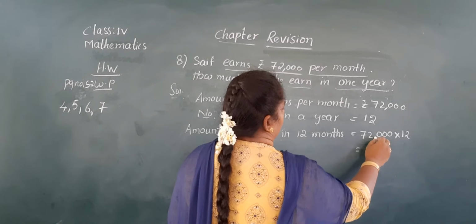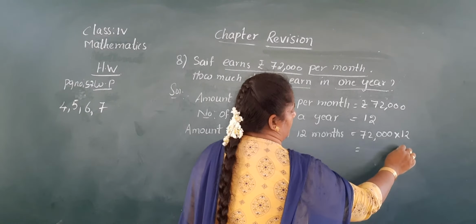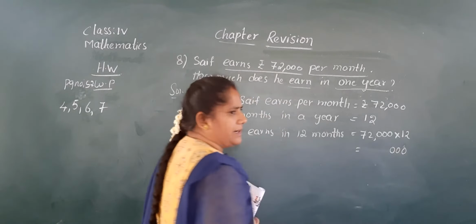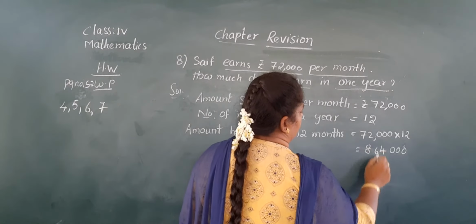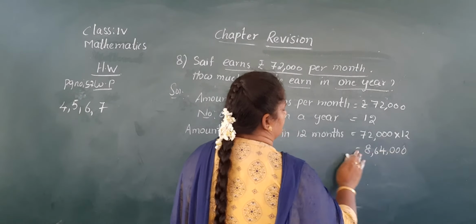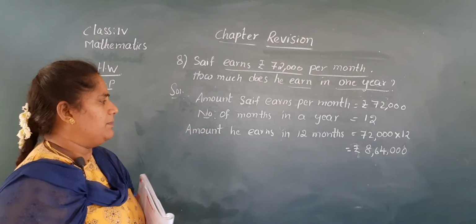See, if zeros are given like this, first you keep these 3 zeros in the ones, tens, and hundreds places. Later you multiply by 12. 12 twos are 24, 2 in hand, 4 is down. 12 sevens are 84, 85, 86. So the answer is 8,64,000 rupees. How much does he earn in 12 months?